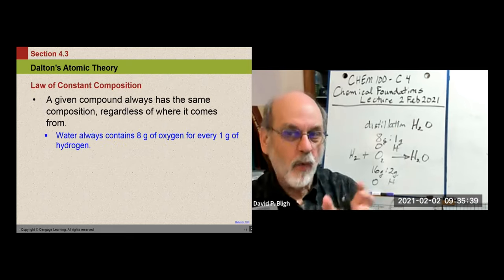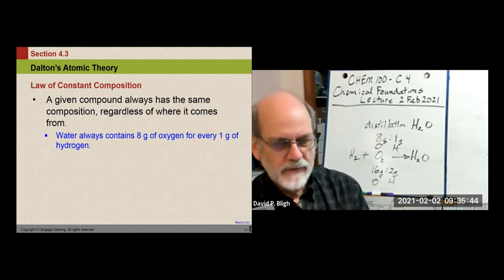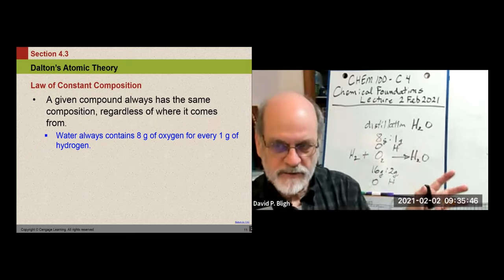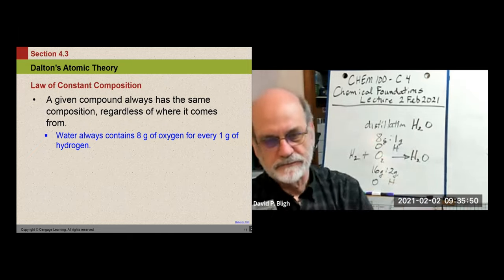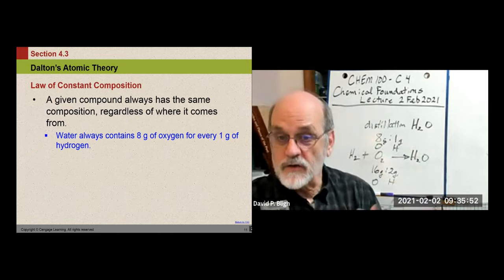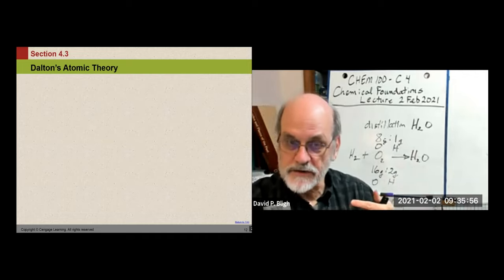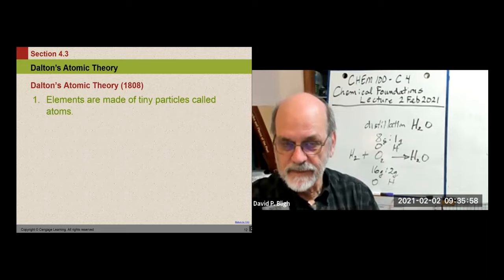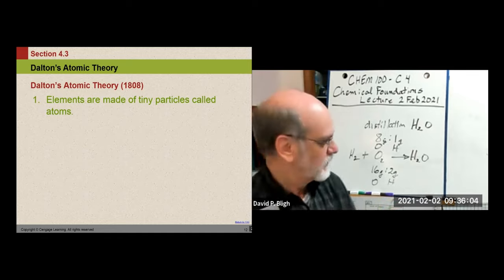Remember, theories say why. Why does something happen? Law just says, this is the way it happens. You set up these set of circumstances, it always ends up over here with these results. But a theory tried to explain why that happened. So this is Dalton's explanation. He said that elements are made of tiny particles called atoms, right?